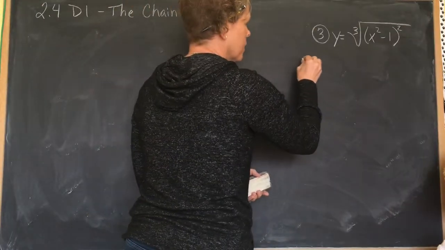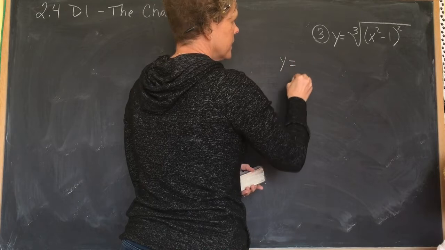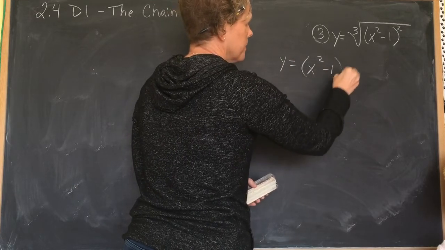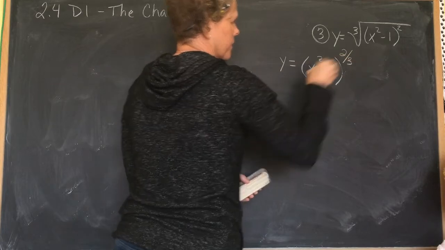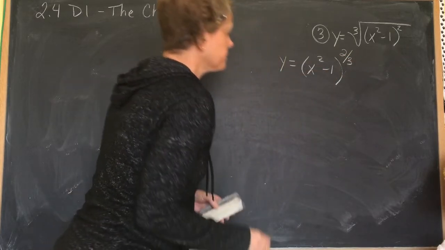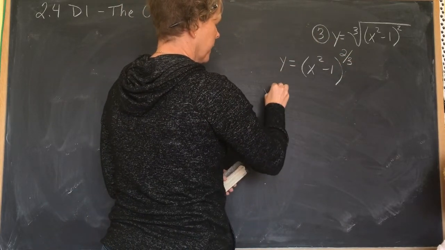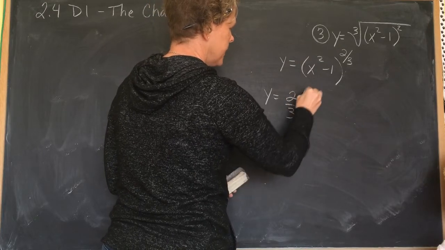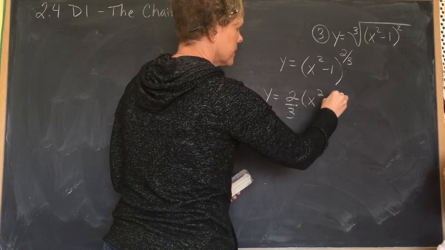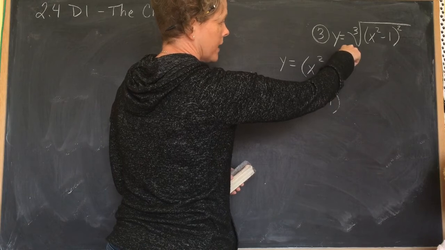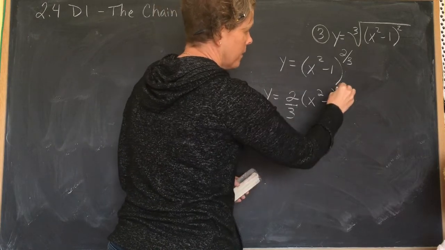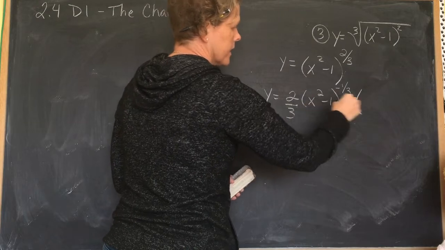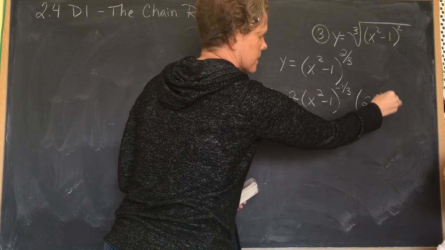The first thing I'm going to do in 3, though, is I'm going to rewrite this to be y equals parentheses x squared minus 1, and I'm going to write it to the 2/3 power. All right, so now I'm going to power down. 2/3 goes in front. Rewrite it exactly the way you see it. And then if I subtract 1 from that, if I power it down, now I'm at a negative 1/3. Now I take the derivative of the inside, which is 2x.